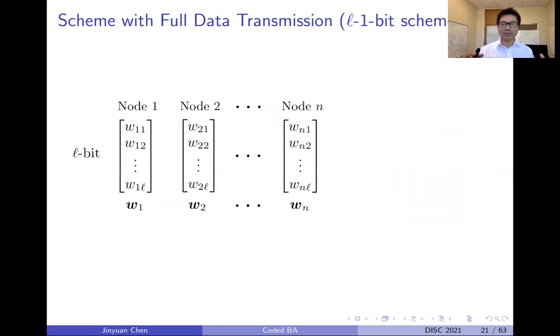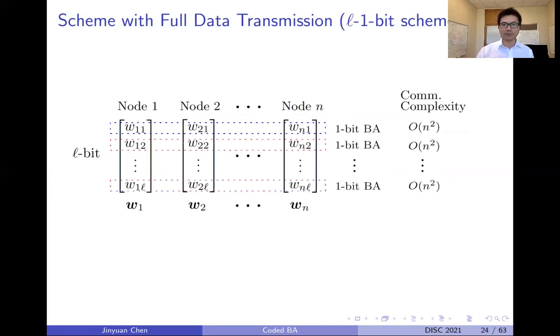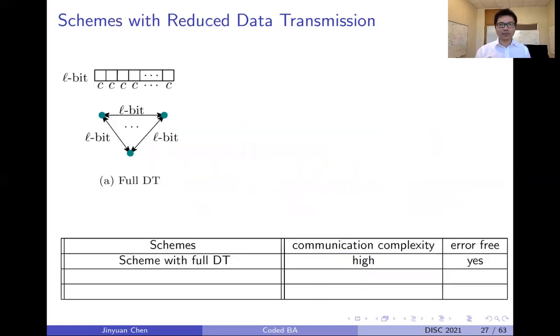Let's begin with the naive scheme. The multi-value BA problem can be solved by invoking L instances of the 1-bit consensus in sequence. But this scheme will result in a communication complexity of n squared L bits, which has a large gap compared to the lower bound. The scheme we just mentioned can be considered as the scheme with full data transmission. Since the processors need to exchange the full data, it is not surprising that this scheme results in a high communication complexity.